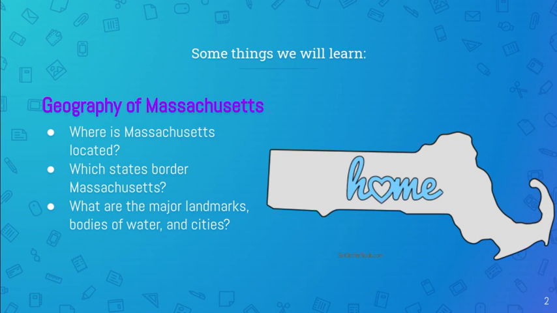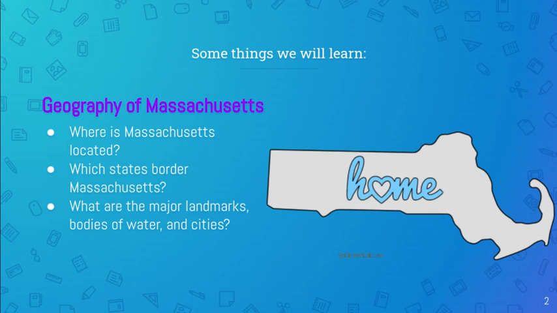One of the first things we're going to learn about is something called the geography of Massachusetts. Geography means the maps of Massachusetts and the land, the study of the land. And we'll find out things like where Massachusetts is located, what states are near us, what the land is like, what the major landmarks are, and what the major bodies of water and cities are. And we'll do some practice work with map skills.